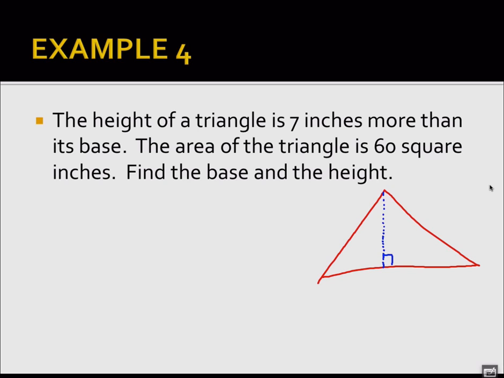Molly, what do we know? That the base is x and that the height is x plus 7. Beautiful. Now what? You put it in the area equals 1/2 base times height, so 10.5... so it's 60 equals 1/2 times x times x plus 7.